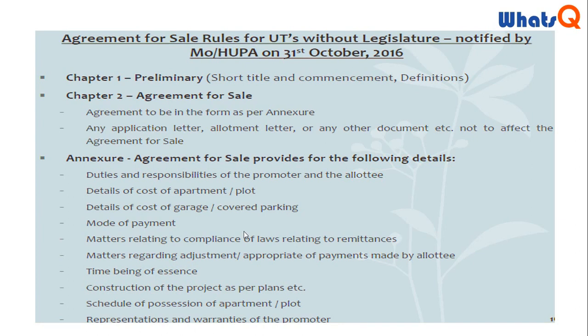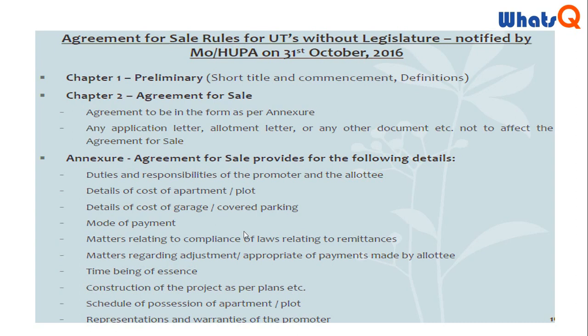If you see this agreement for sale that is issued, it is applicable for union territories without a legislature. Even the states and union territories which have a legislature will have their own agreement for sale template, but in a broader sense it will be the same in principle as this template or proforma. This is issued by the Ministry of Housing and Urban Poverty Alleviation of the Government of India on 31st October 2016.